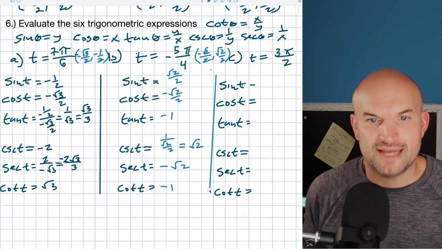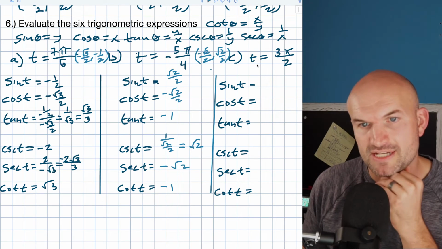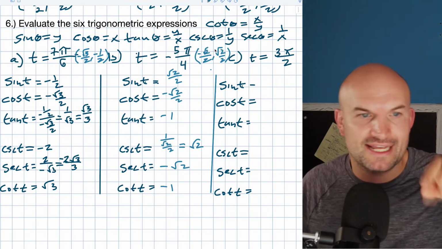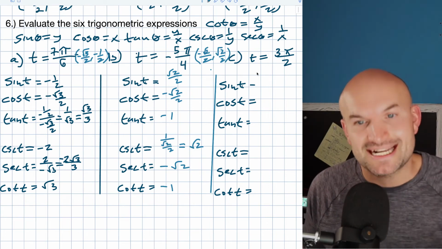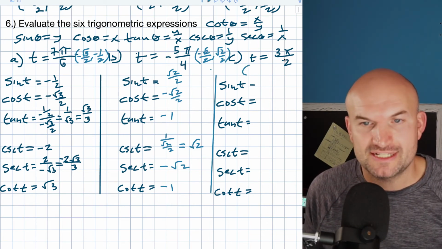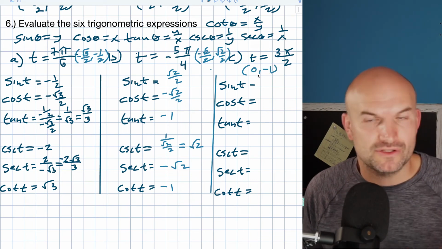Evaluate now for the angle 3 pi over 2. This angle is interesting because it is not a coordinate point within the unit circle. This is actually on an axis. And the coordinate point here for 3 pi over 2 is going to be at 0, negative 1. So kind of a little interesting here.